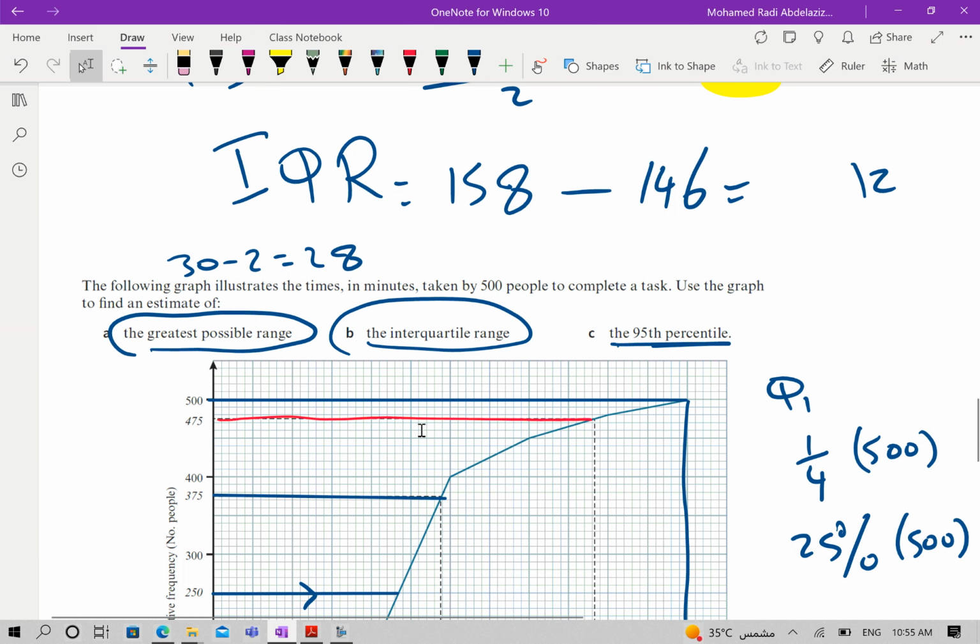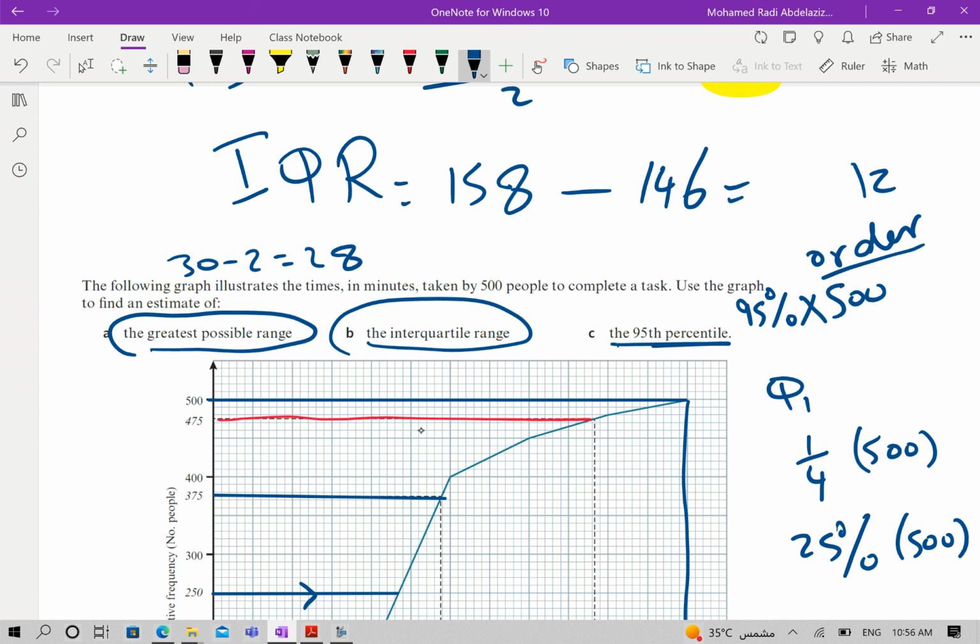If he asks you to get the 95th percentile, it means 95% of the total, which is 500. This represents the order. When I ask you to get Q1, Q1 represents the 25th. Q3 represents 75. Q2 represents 50. So when I ask you to get the 95th, 95% of 500 is 475. Horizontally, then vertically, find the value.